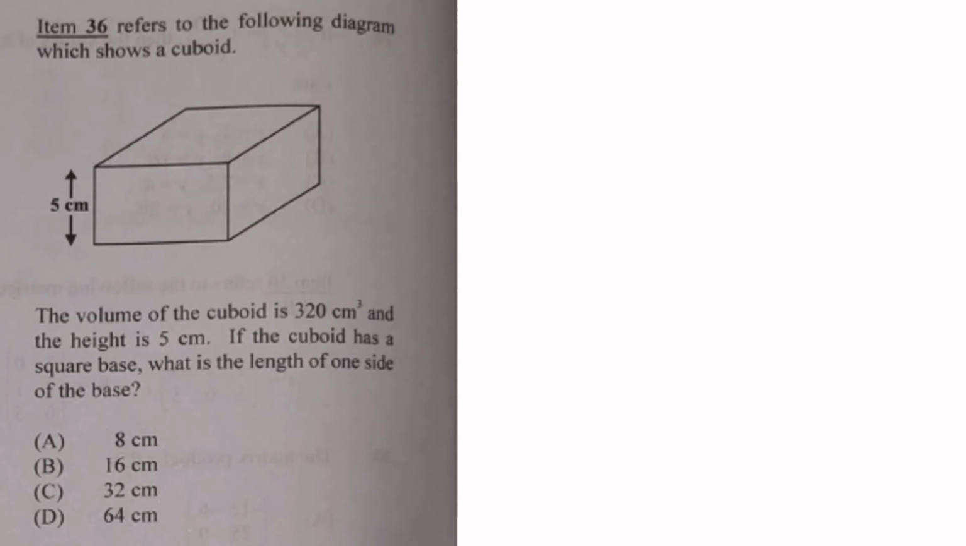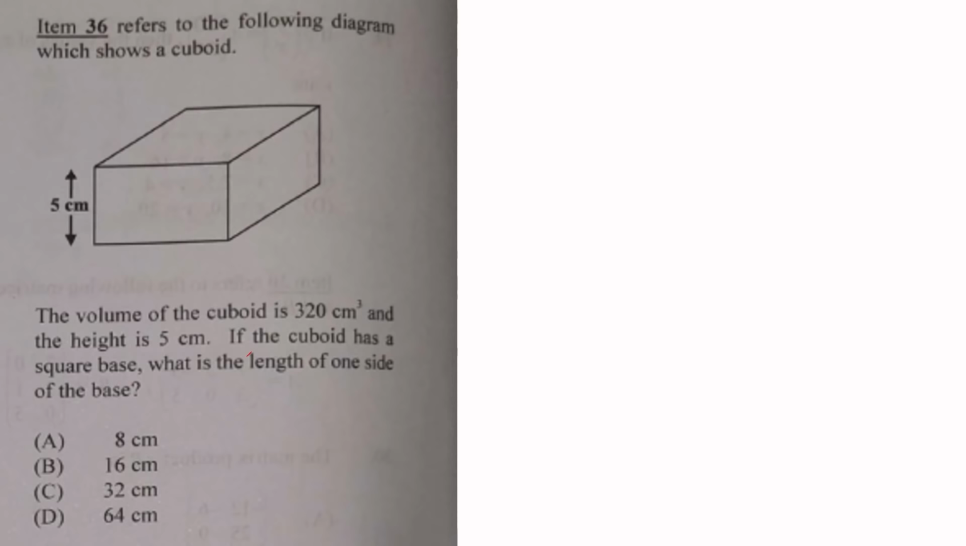Question 36. Alright, so item 6 refers to the following diagram, which shows a cuboid. The volume of the cuboid is 320 centimeters cubed, and its height is 5 centimeters. If the cuboid has a square base, what is the length of one side of the base?